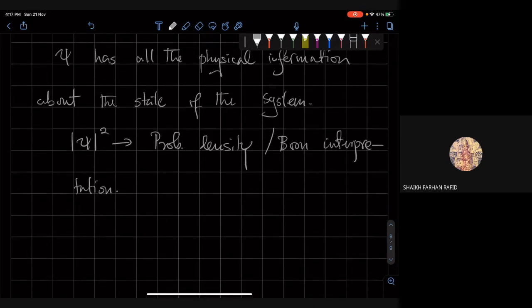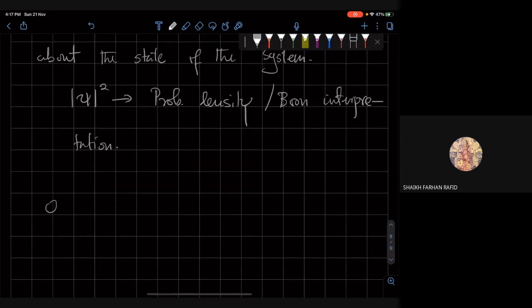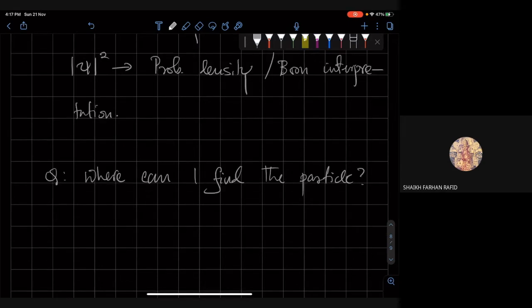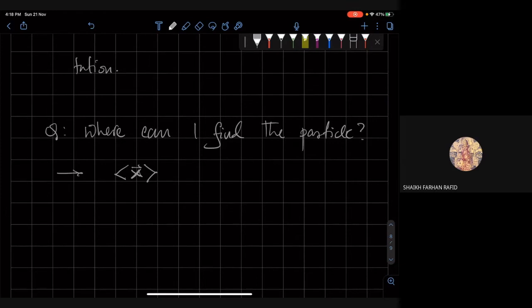So you can ask, okay, I can ask physical questions now, like, where can I find the particle? Okay, so you ask that question. So, it's a vague question, and as a physicist, I interpret it by saying that what is the average value of the position, right? Would you agree that's a good interpretation of this question? Yes, sir. Okay. So in one dimension, we have to find the average value of x. X is the position of the particle.